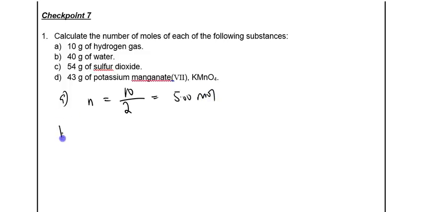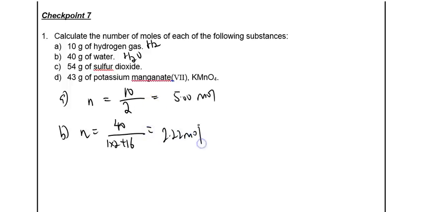Okay, for part B, number of moles equals mass over molar mass. H2O, so it is 1 times 2 plus 16. I will get 2.22 moles. Sulfur dioxide is SO2. If you do likewise, calculation above, you will get 0.844 moles. And for part D, you should get 0.272 moles.